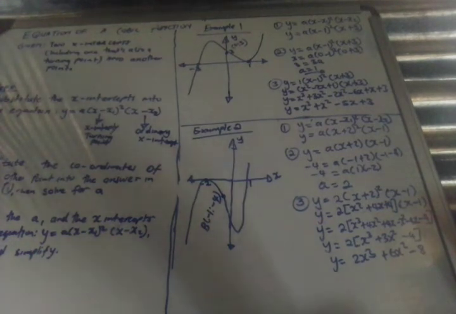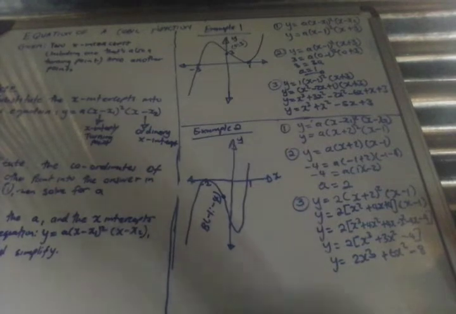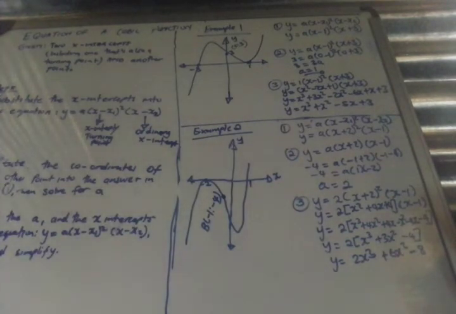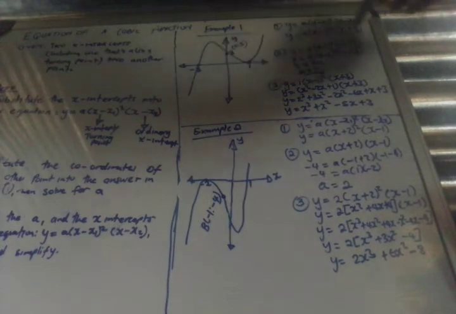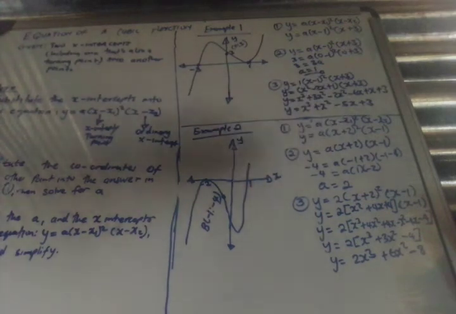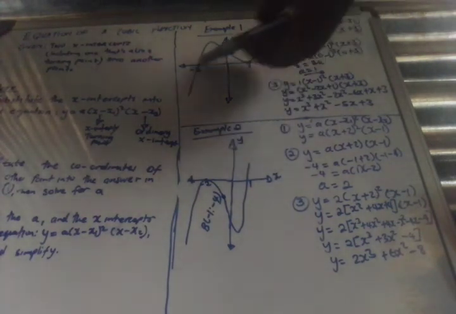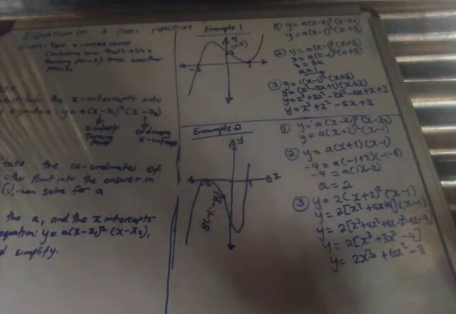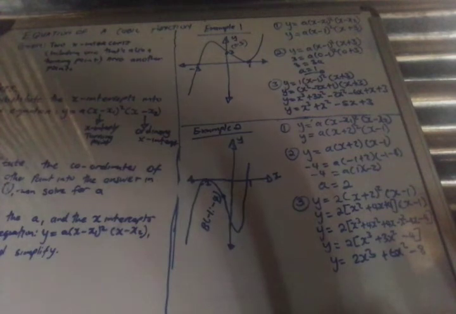Okay, so after getting a, the last step would be to substitute the value of our a and our x-intercepts into the standard equation or the original equation. So here's our standard equation. We substitute the value of a, which is 1, and the x values we were given, which were 1 and -3. So we'll end up with y equals open bracket x minus 1 all squared, times x plus 3.